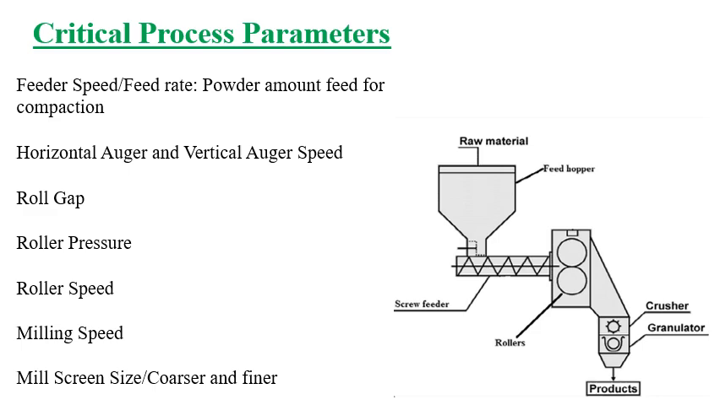If you have a fast milling speed, then the ribbons will be broken down into small pieces and fine powder will be generated. And if the mill speed is not optimized or is not proper, then the mill will get loaded with too many ribbons and it may choke. So the input of the mill and mill speed, along with mill screen size, coarser and finer, are the critical process parameters.